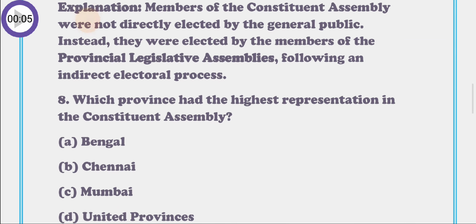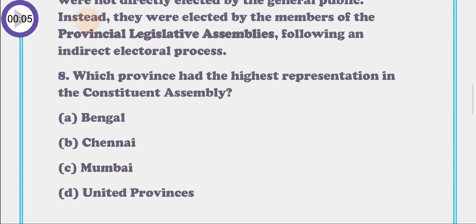Question number 8. Which province had the highest representation in the Constituent Assembly? A. Bengal, B. Chennai, C. Mumbai, D. United Provinces.